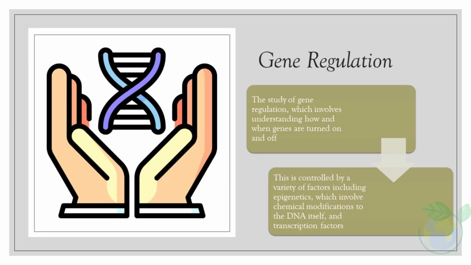Gene regulation. Another important aspect of understanding gene function is the study of gene regulation, which involves understanding how and when genes are turned on and off. This is controlled by a variety of factors including epigenetics, which involve chemical modifications to the DNA itself, and transcription factors, which bind to specific regions of DNA and control the expression of genes.